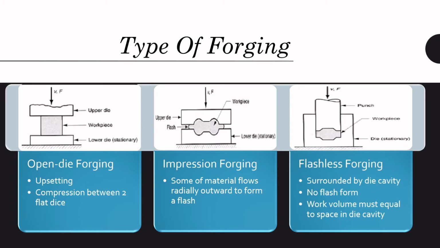The second one is impression forging, or closed die forging. Some of the material flows radially outward to form a flash. And the last type of forging is flashless forging, also known as true closed die. It's surrounded by a die cavity. It forms no flash, and the work volume must equal the space in the die cavity.